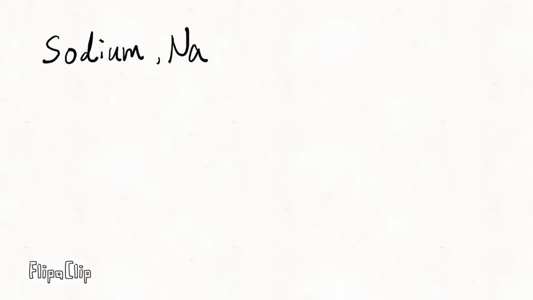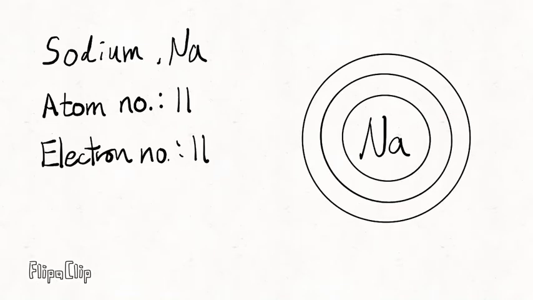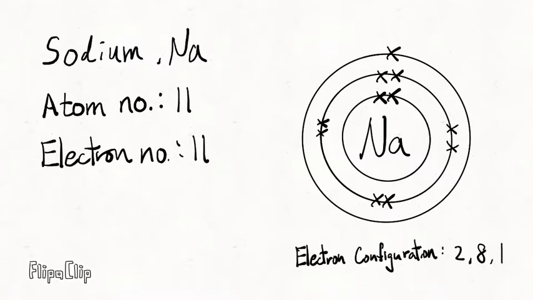How can we draw electron diagrams? Take sodium as an example. It contains 11 electrons. First, write the chemical symbol. Then, draw the electron shells. Finally, fill them up with electrons according to the capacity of each electron shell. That will be the electron diagram of a sodium atom. And the electronic configuration by numbering will be 281.